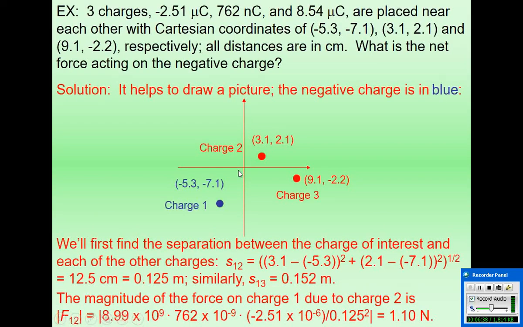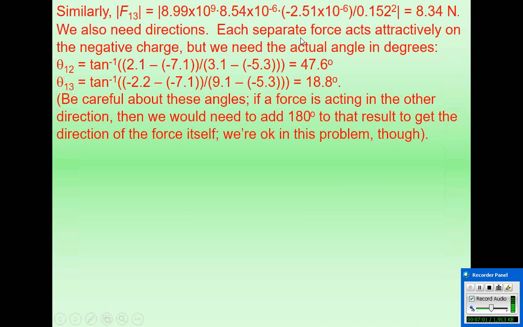And this is where having a picture helps. We can see that the angle of the force of charge 2 on charge 1 is not too far different from a 45-degree angle. And the angle for the force of charge 3 on charge 1 is not too different from about a 20-degree angle. So those numbers that we get here, 47.6 degrees and 18.8 degrees, I think do a pretty fair job of representing what those actual angles are. I have confidence in these numbers.